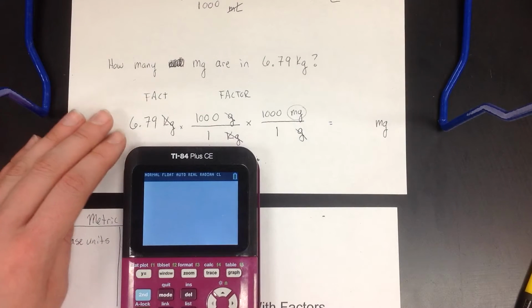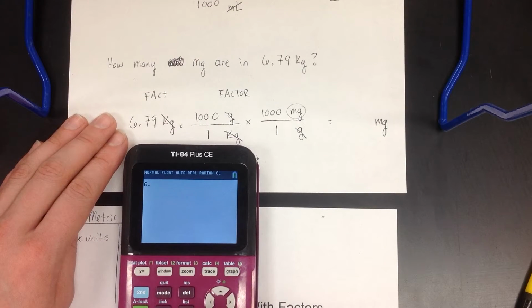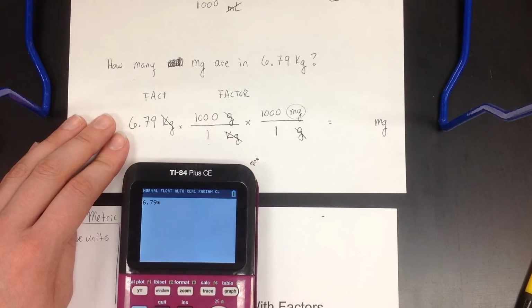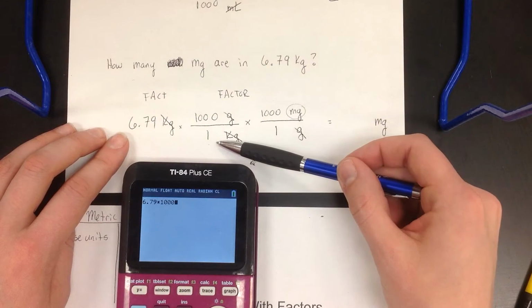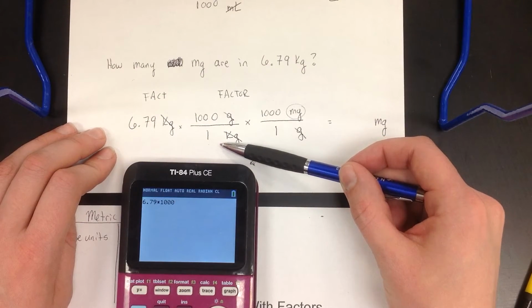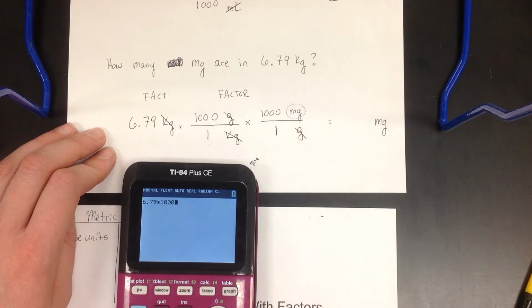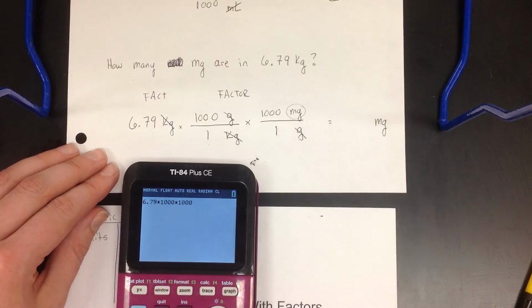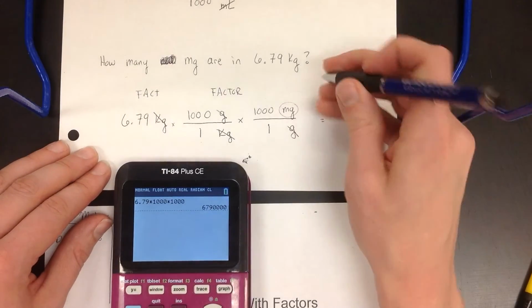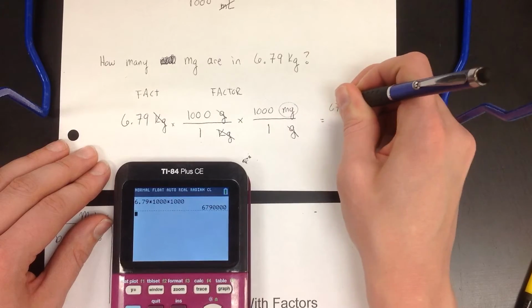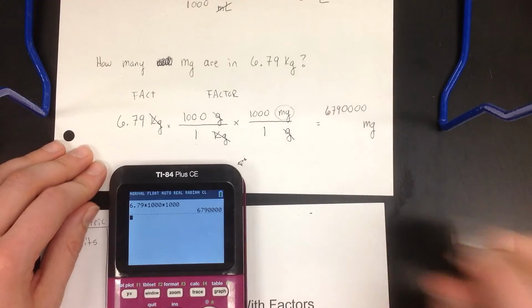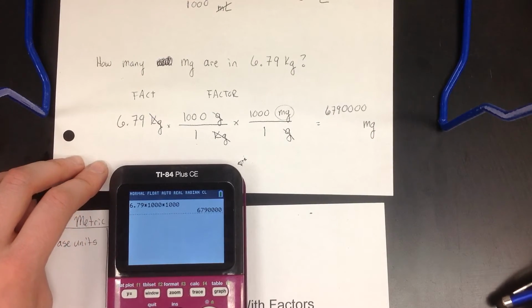Now let's worry about the calculator. So 6.79 times 1,000. I could divide by 1, but that's going to get me the same thing. And then times 1,000 again. Again, I could divide by 1, but it's not going to change my answer. Equals. I have 679,000 milligrams. Well, that's kind of a really big number.